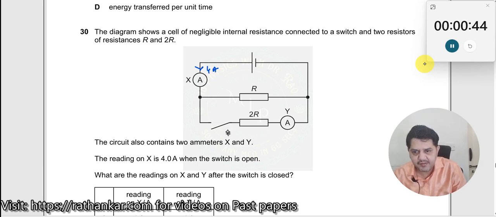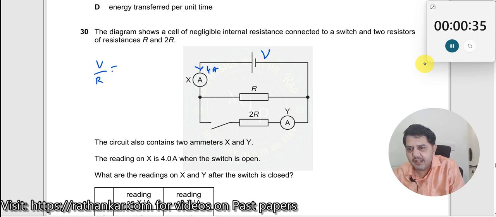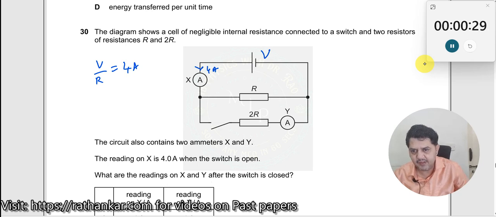Which means what? When the switch is open, all the current which starts from here comes and goes like this over here. Which means if V is the potential difference, I can now say V by R is equal to the current I, which is nothing but 4 amperes. Then what are the readings on X and Y after the switch is closed?